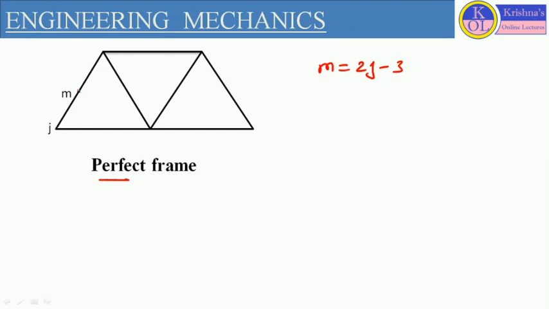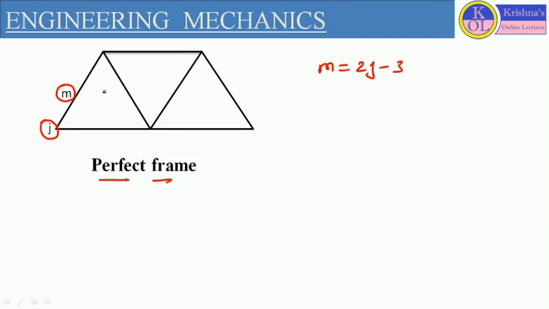So what you need to do, you just simply count the number of members and number of joints. You don't have to consider any external force or axial force which is acting on the member or external loading which is acting at the joint. You just need to find out number of members and number of joints only to define the perfect frame.